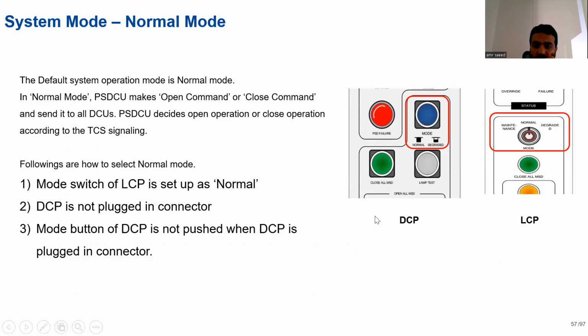If we have a look here at the DCP, driver control panel, and the local control panel, it shows how you can select. For the LCB, you can select the normal mode by moving a specific key. And here for the DCB, when you plug the cable from the cabinet of the rolling stock to the DCB, when it's normal, it's unblocked.